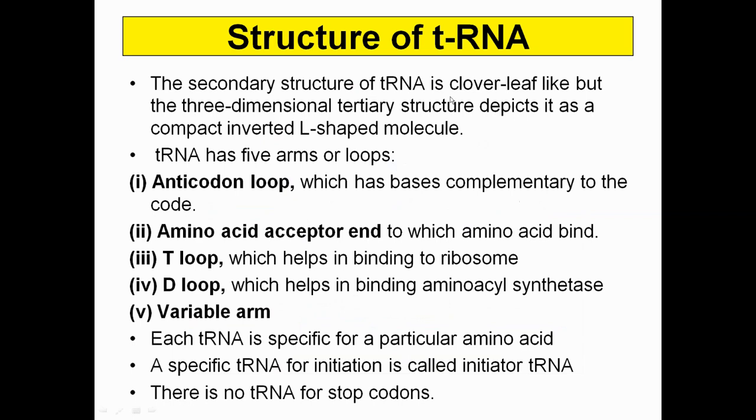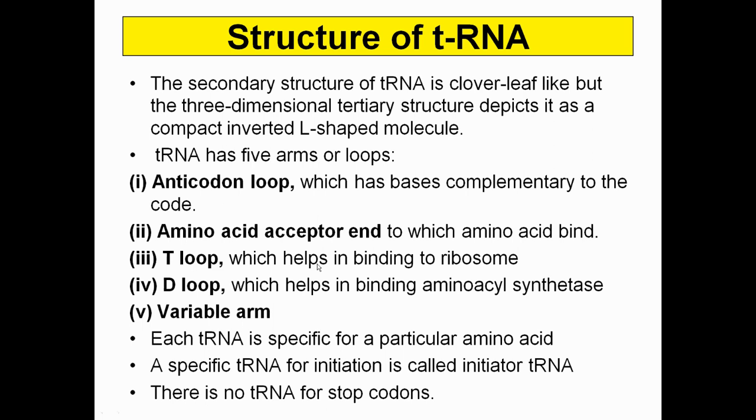Now coming to the structure of the tRNA. It is a three-dimensional, highly coiled structure, and it is referred to as a clover leaf-like structure or inverted L-shaped structure. It has basically 5 loops: anticodon loop, amino acid acceptor, T-loop, D-loop, and variable arm. The anticodon loop has base complementarity to the codon present on the mRNA. The amino acid acceptor site is the site where the amino acid actually binds with the tRNA. The T-loop helps in binding with the ribosome.